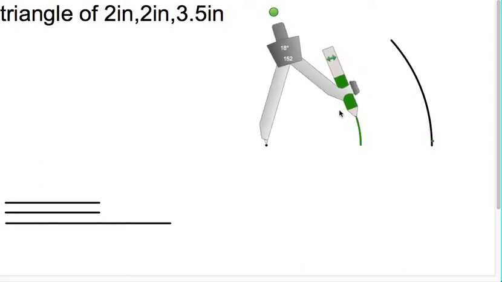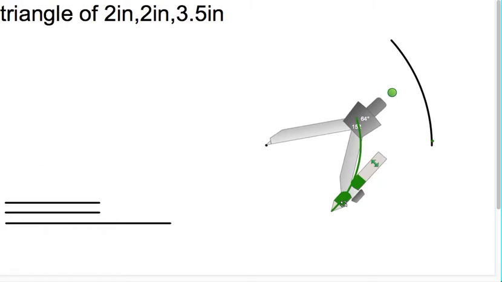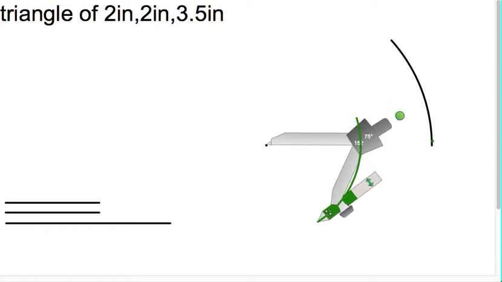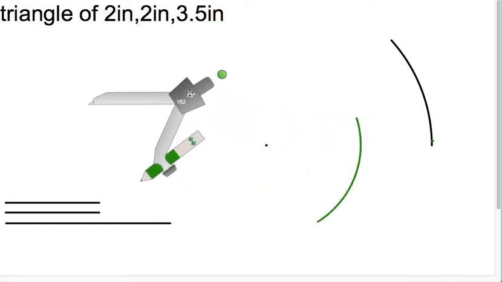And it doesn't actually matter if I go up from that point or if I go down. So in this case, I'm just going to go down. And this time we're not going to put a point on that arc. Over here we put a point on the arc. Over here, no point.